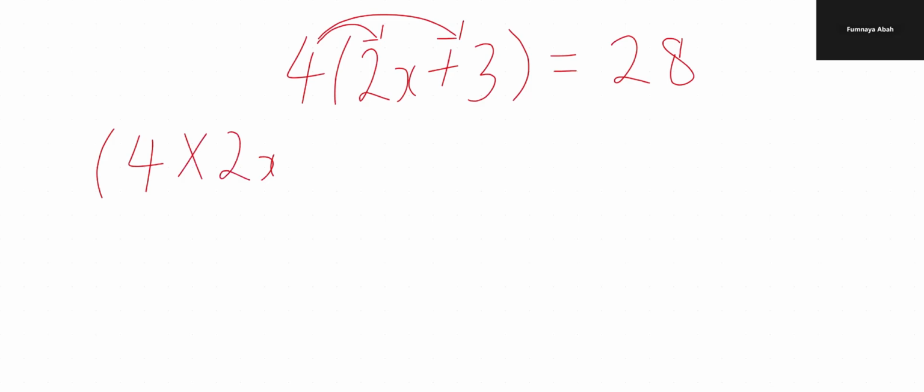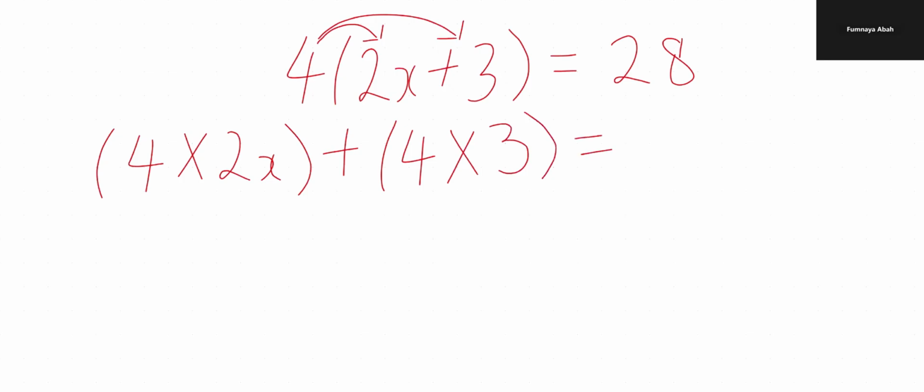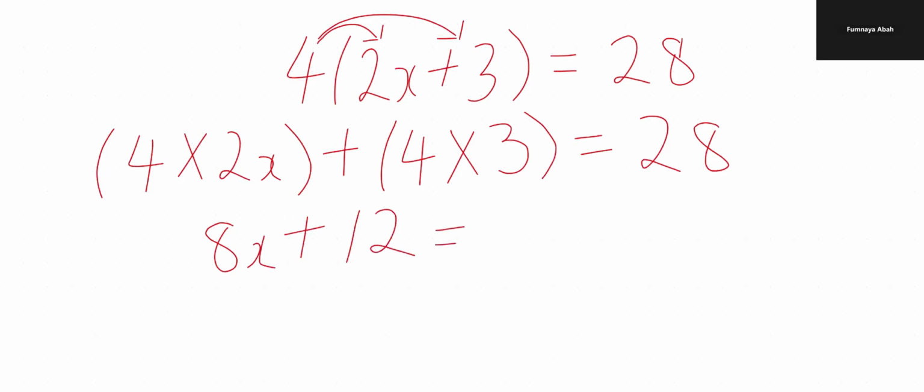And then we have a plus. We write down the plus. And then 4 multiplies the second term in the parentheses, which is 3. So we have 4 times 3. And this whole expression is equal to 28. So we can simplify 4 times 2x, that's equal to 8x, plus 4 times 3, that's equal to 12, and this is equal to 28.